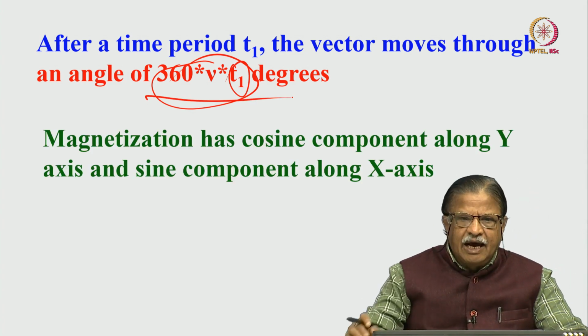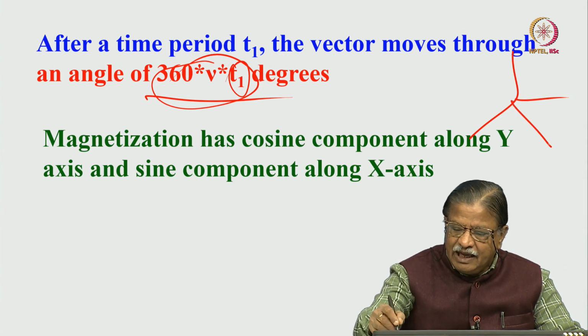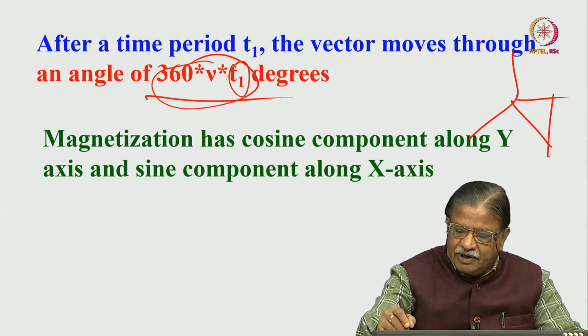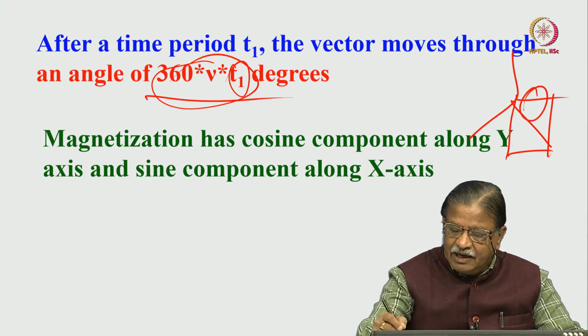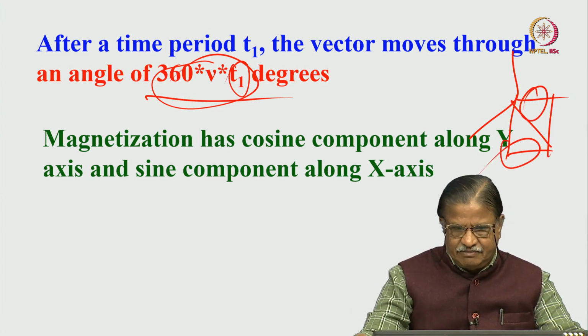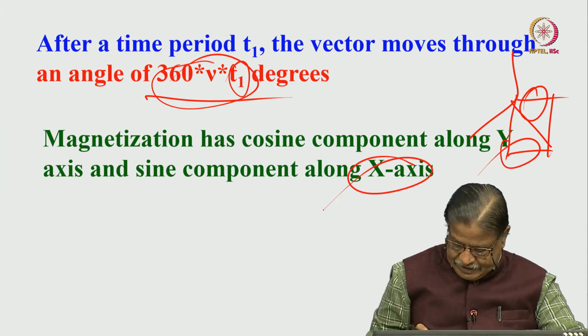Now once it starts moving like this, for example somewhere here, you can resolve this into two components along the x-axis and y-axis. And we have a cosine component here and a sine component along the x-axis. The magnetization vector can be resolved into two components: the cosine component is along y and the sine component is along the x-axis.